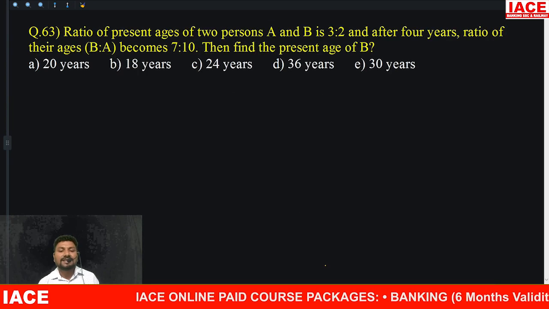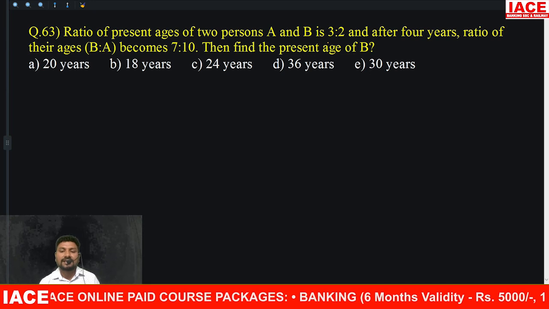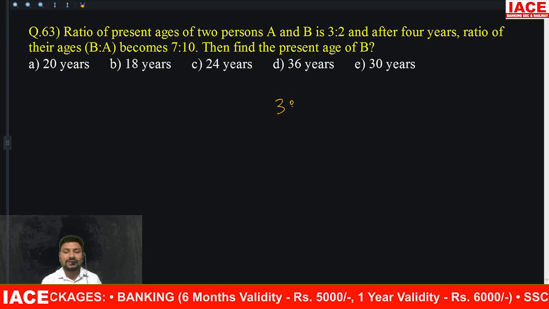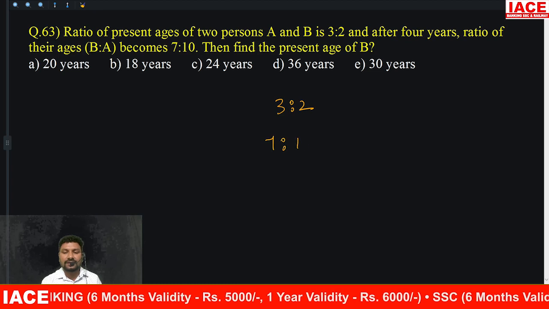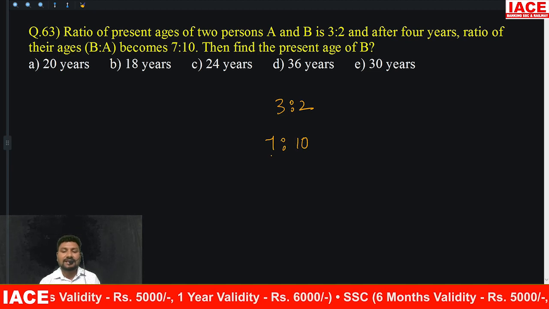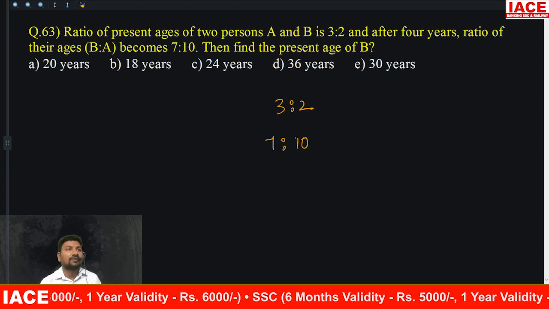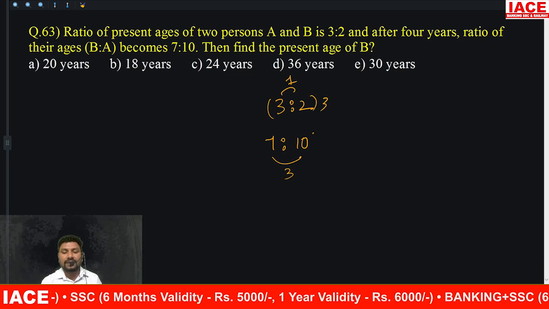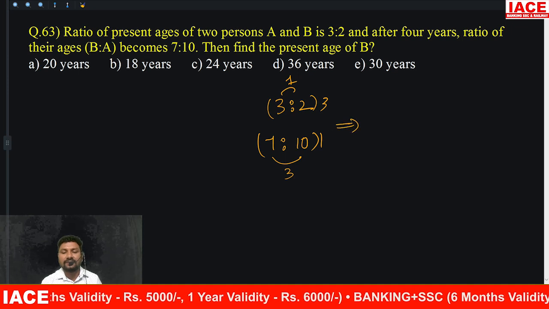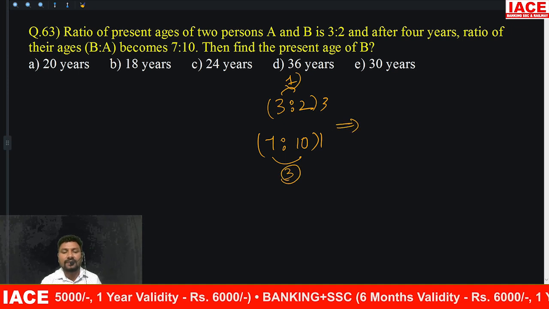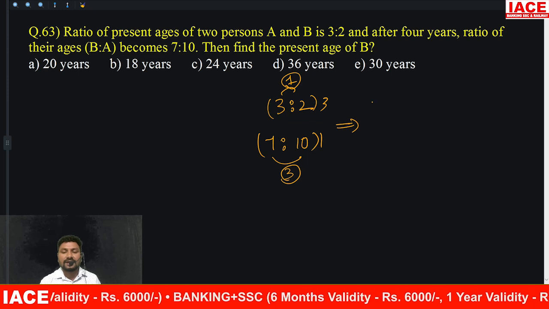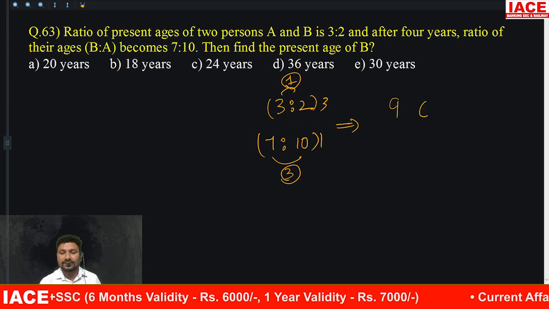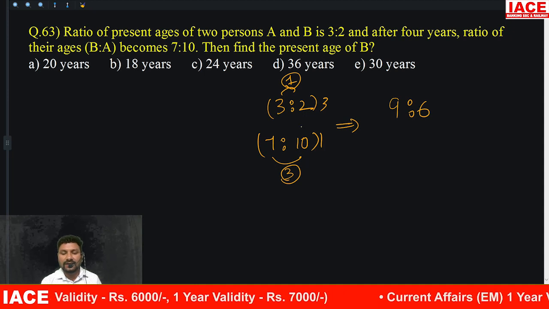The ratio of present ages of two persons A and B is 3:2. After 4 years, the ratio of their ages is 7:10. After 4 years means the value should not be covered equally. That's why this 3 will be multiplied here, and this 1 will be multiplied. When 3 is multiplied, the gap will be multiplied in opposite ratios. 3 3s is 9, 3 2s is 6. And the ratio is 1 will be multiplied here.